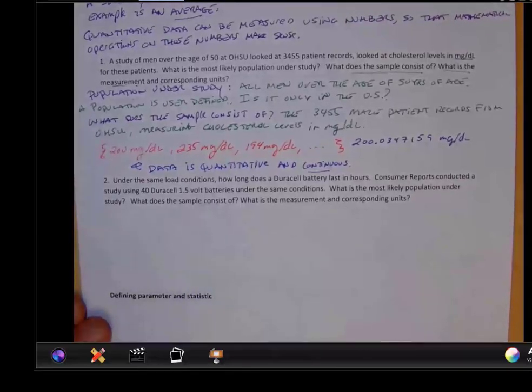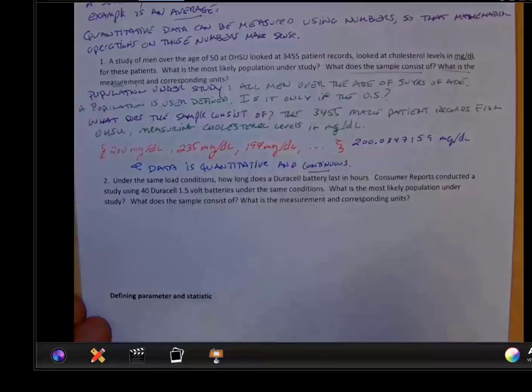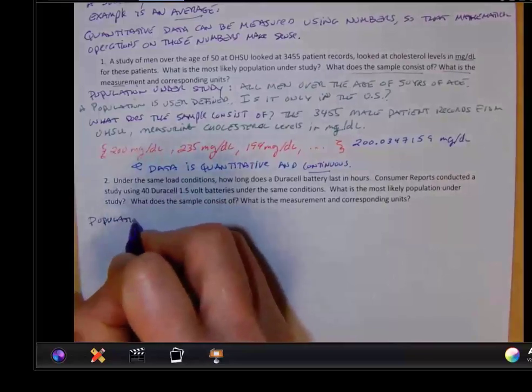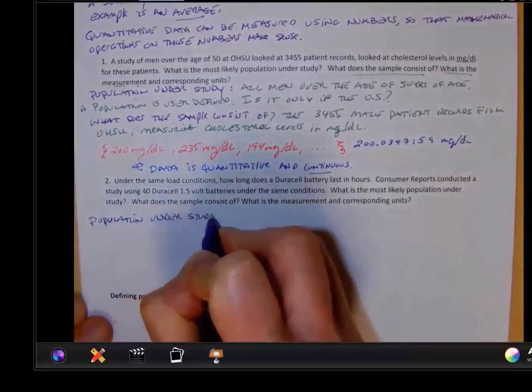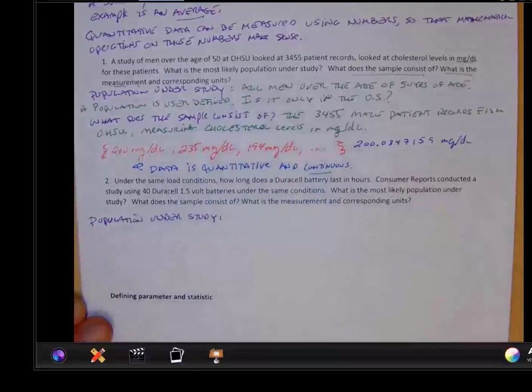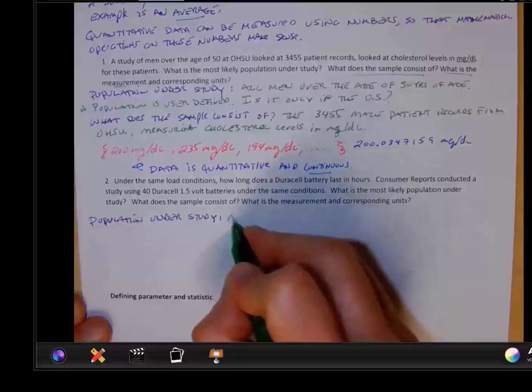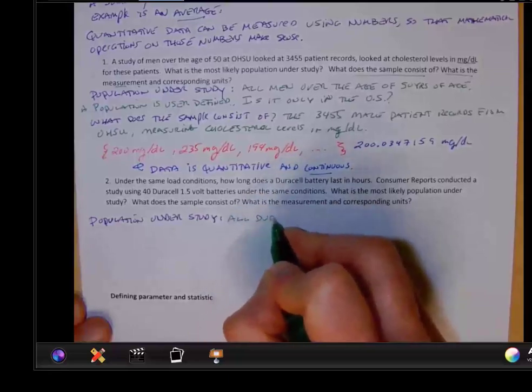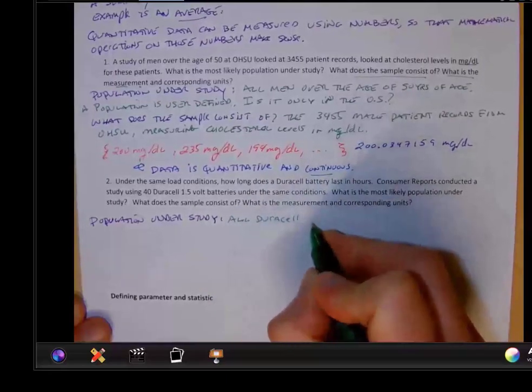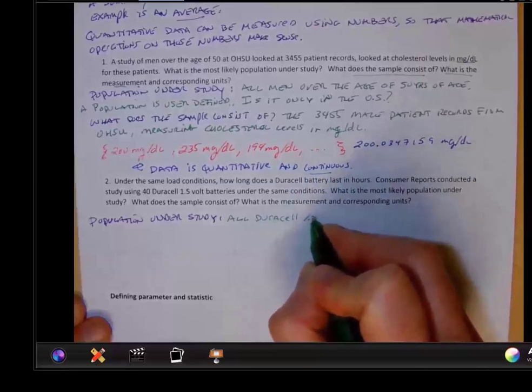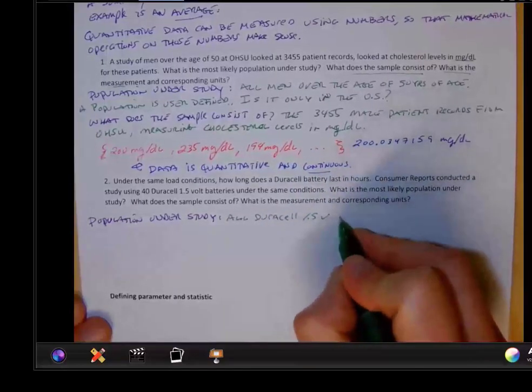Under the same load conditions, how long does a Duracell battery last in hours? Consumer Reports conducted a study using 40 Duracell 1.5 volt batteries under the same conditions. What is the most likely population under study here? When you look at this, what is the population under study? Well, if you think about it, it's obviously all Duracell batteries. As a matter of fact, more specifically, all Duracell 1.5 volt batteries.